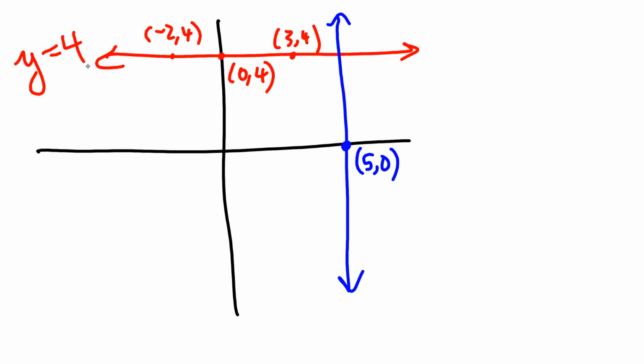In the blue case, similar thing. All of these points have the same x value. This is the point 5, 2. This is the point 5, negative 1. And so all of these points have the same x value. That x value is 5. And so we say all of those points satisfy x equals 5.